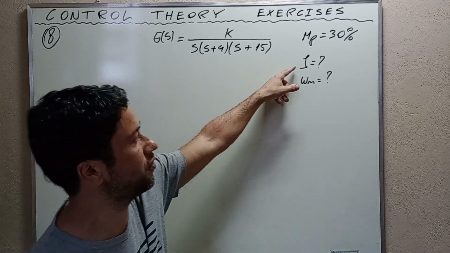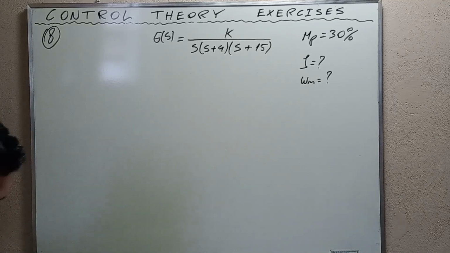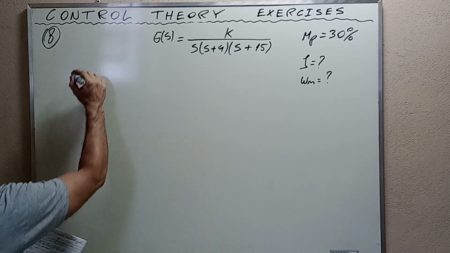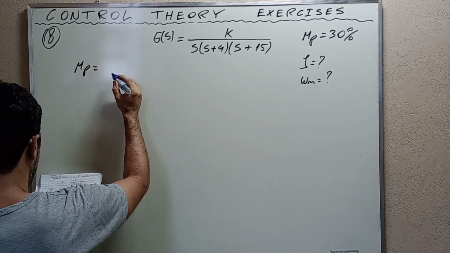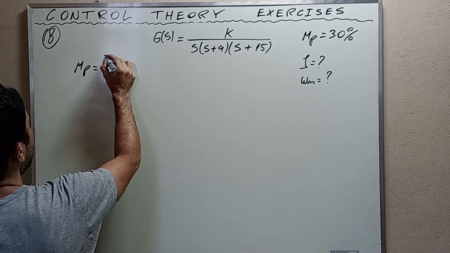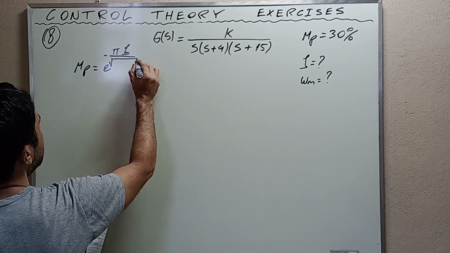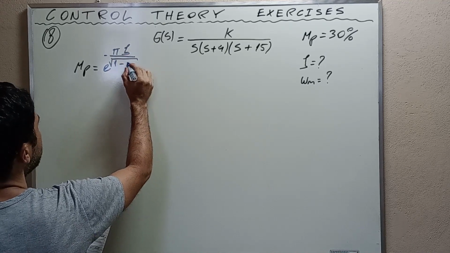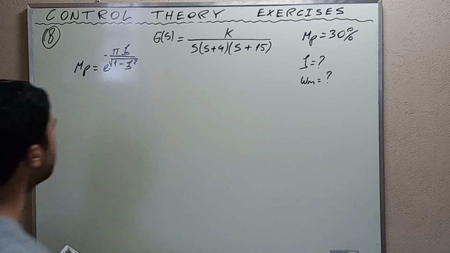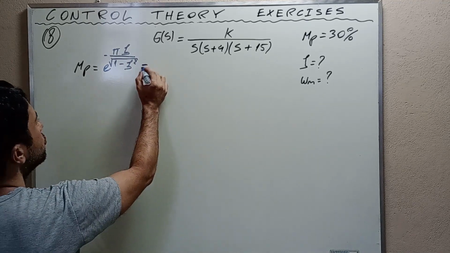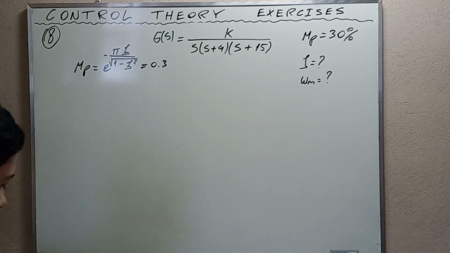Alright, let's find the zeta first, and to find the zeta, we can use the expression of the maximum overshoot. The maximum overshoot, Mp, is equal to e raised to the power of negative pi times zeta divided by the square root of 1 minus zeta squared, okay? And this has to be equal to 0.3 because the exercise imposed this condition. It wants the location of the dominant poles for a 30% overshoot.